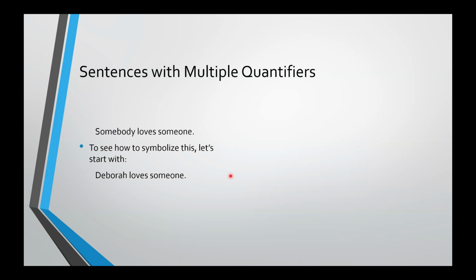Now here, this is going to be pretty simple. The someone here is clearly an existential quantifier you're going to want here. So you're going to want to paraphrase this as there is an x such that Deborah loves x. And then it's going to be symbolized like so: there is an x, LDx.